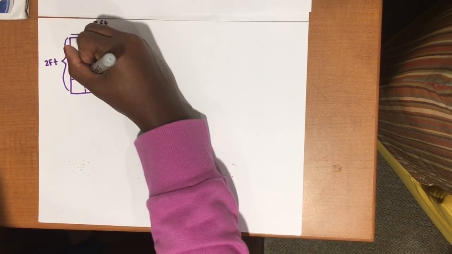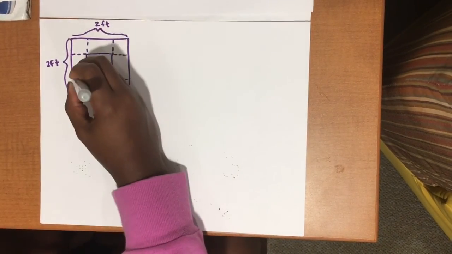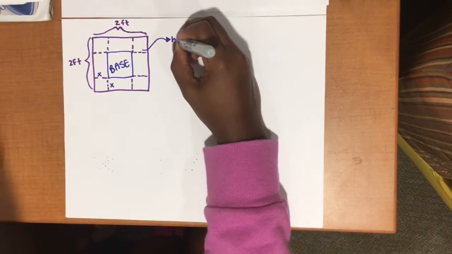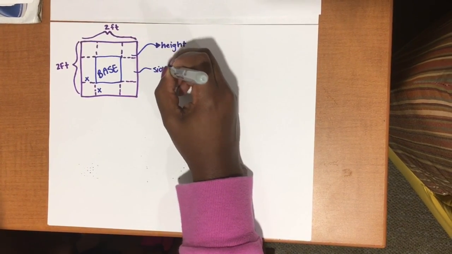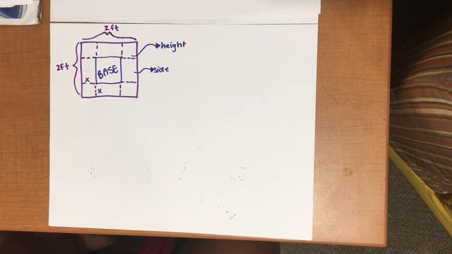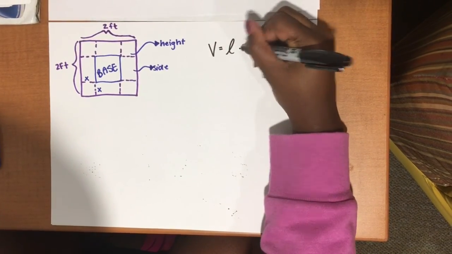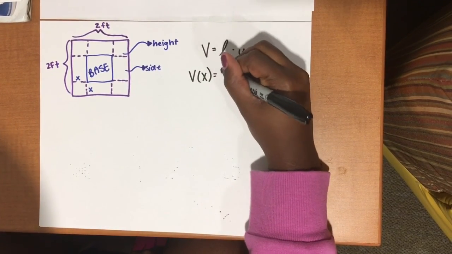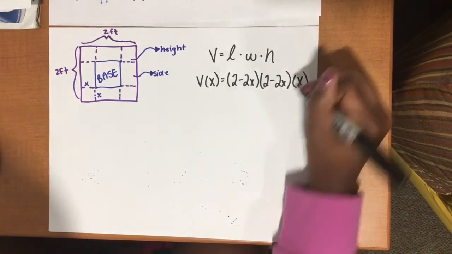label it base. I will then assign x's to the corners because I don't know what size they are. So I'm going to make them x by x. Then I'm going to label this side height and this side side. I'm then going to use the formula for volume. Volume equals length times width times height. I will then plug in the corresponding pieces from the diagram. So volume equals (2 minus 2x) times (2 minus 2x) times x.